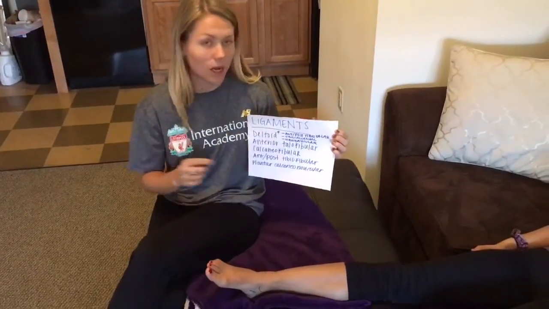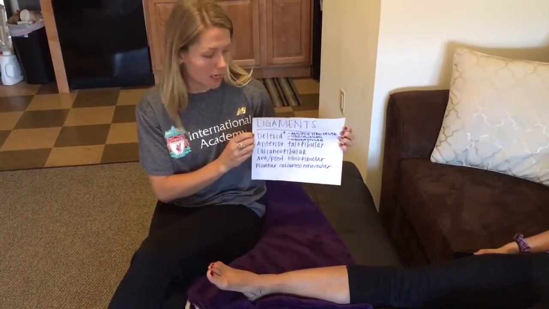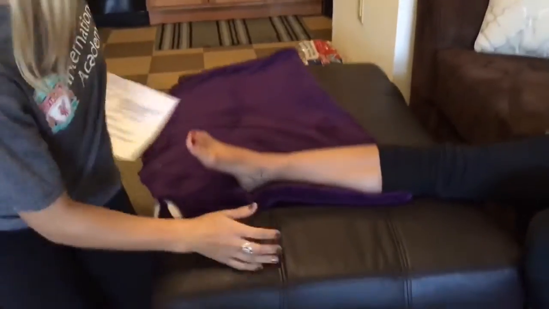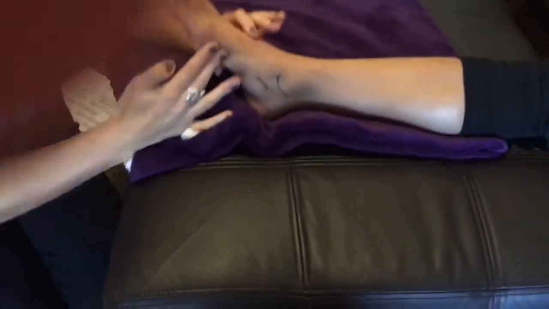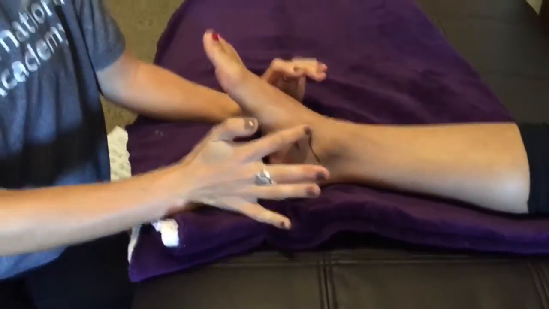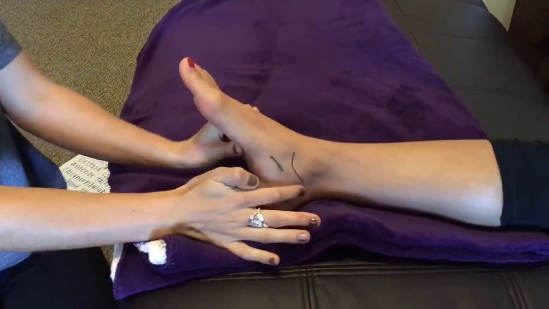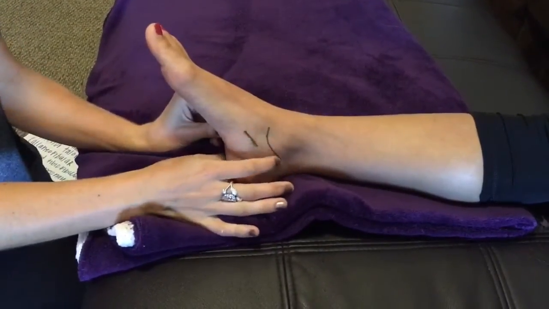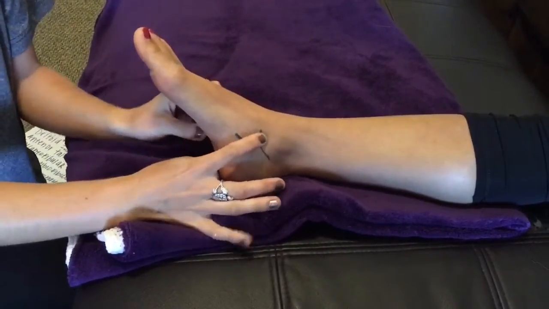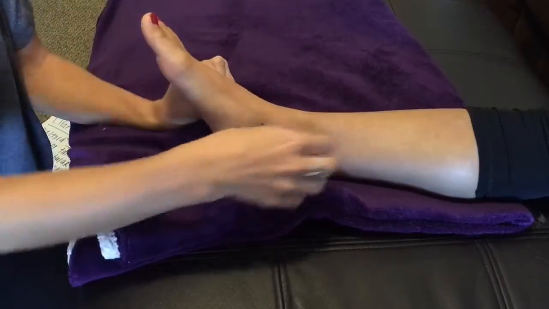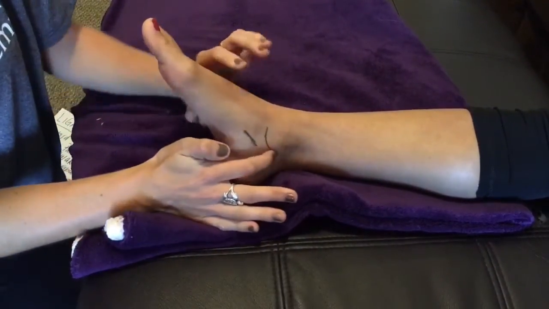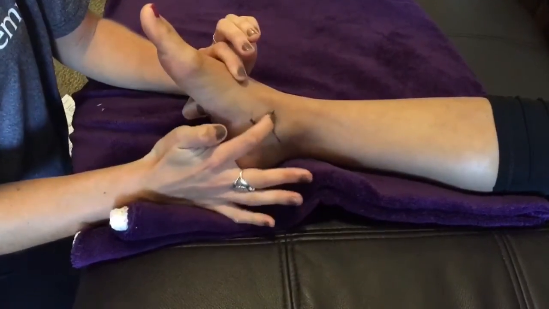So now we're going to talk about all of the ligaments of the lower leg and the ankle. To start, we're going to palpate on the medial side, and it's going to be the deltoid. That is going to consist of the anterior and posterior tibiotalar, the tibiocalcaneal, and the tibionavicular. These are all going to start from the tibia, and they're going to branch out to these bones. So it's going to be all in this area right in here.